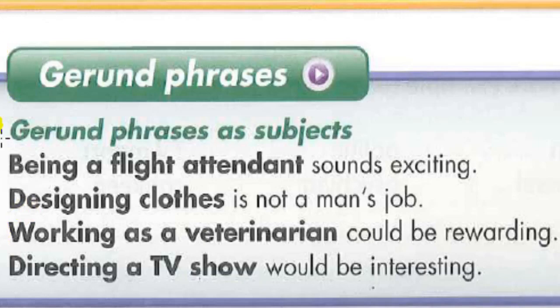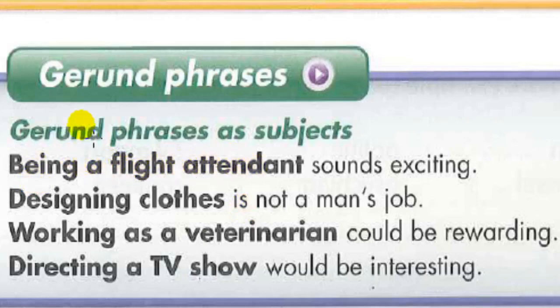So here, gerund phrases as subjects. Gerund phrases. What does gerund mean? Gerund, verb plus ing. Phrase means different words, two words, three words, different words that don't give a complete thought, a complete idea. It's not a sentence. For example here, a gerund phrase as subject. This gerund phrase can be a subject, like here. Being a flight attendant.